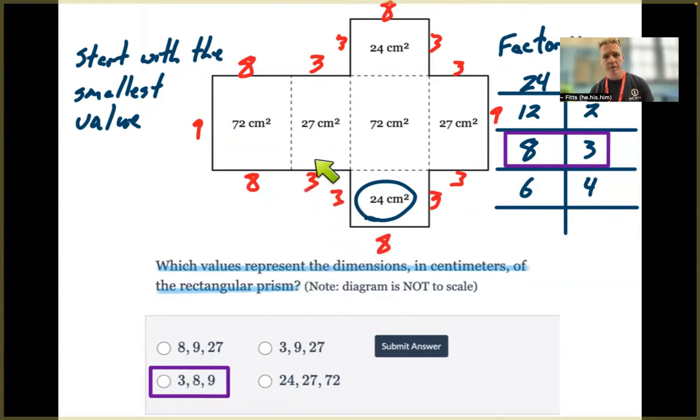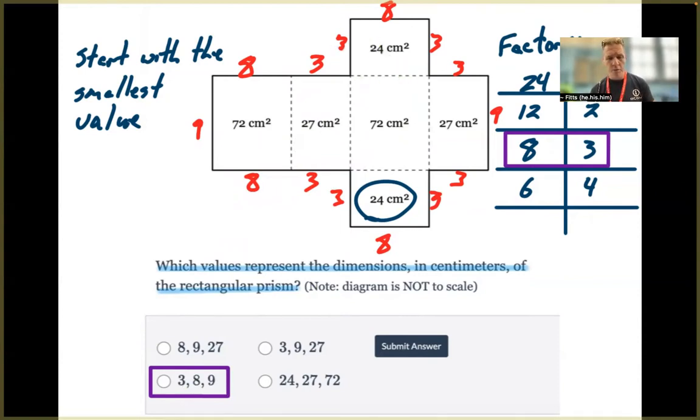There's 3 and 8, 3 and 9, 8 and 9. So you can just work your way around the shape and see if all these other ones work, right? Because 9 times 8 is 72, 3 times 9 is 27, and then 8 times 3 is 24. So that's that type of problem.